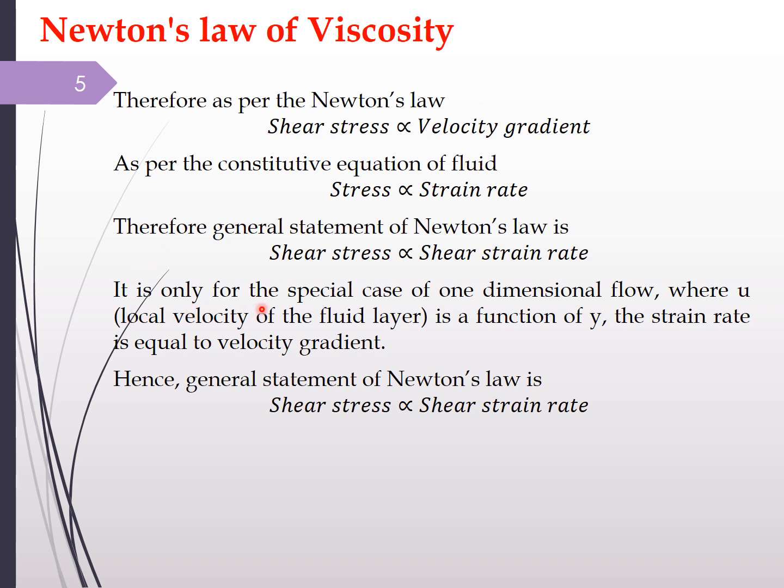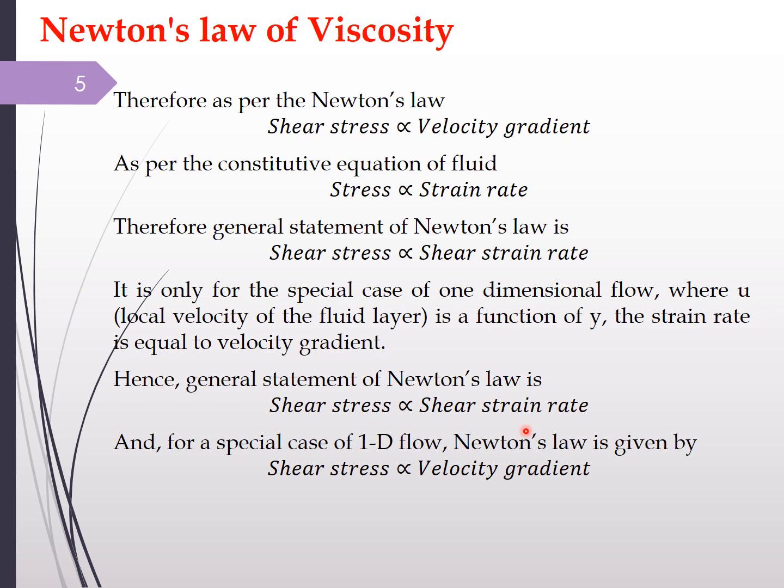It is only the special case of one-dimensional flow where u, the local velocity of the fluid layer, is a function of y and the strain rate is equal to the velocity gradient. So for a special case, strain rate becomes equal to velocity gradient when we take into consideration a one-dimensional flow. So the general statement of Newton's law is that shear stress is directly proportional to shear strain rate. And for a special case of 1D flow, Newton's law is given by shear stress directly proportional to velocity gradient, which we observed in the previous case.